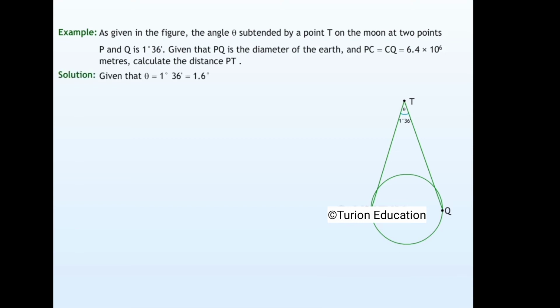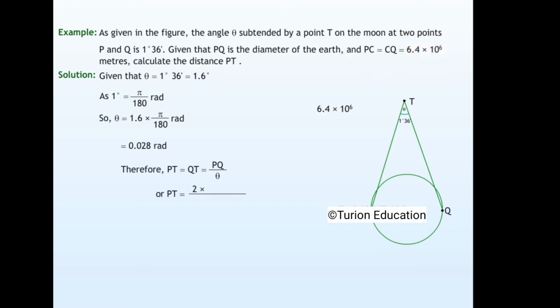Solution. Given that theta equals 1 degree 36 minutes equals 1.6 degrees. As 1 degree equals pi by 180 radians, theta equals 1.6 into pi by 180 radians, equals 0.028 radians. Therefore, PT equals QT equals PQ by theta, or PT equals 2 into 6.4 into 10 raised to 6 by 0.028 meters, equals 4.57 into 10 raised to 8 meters.